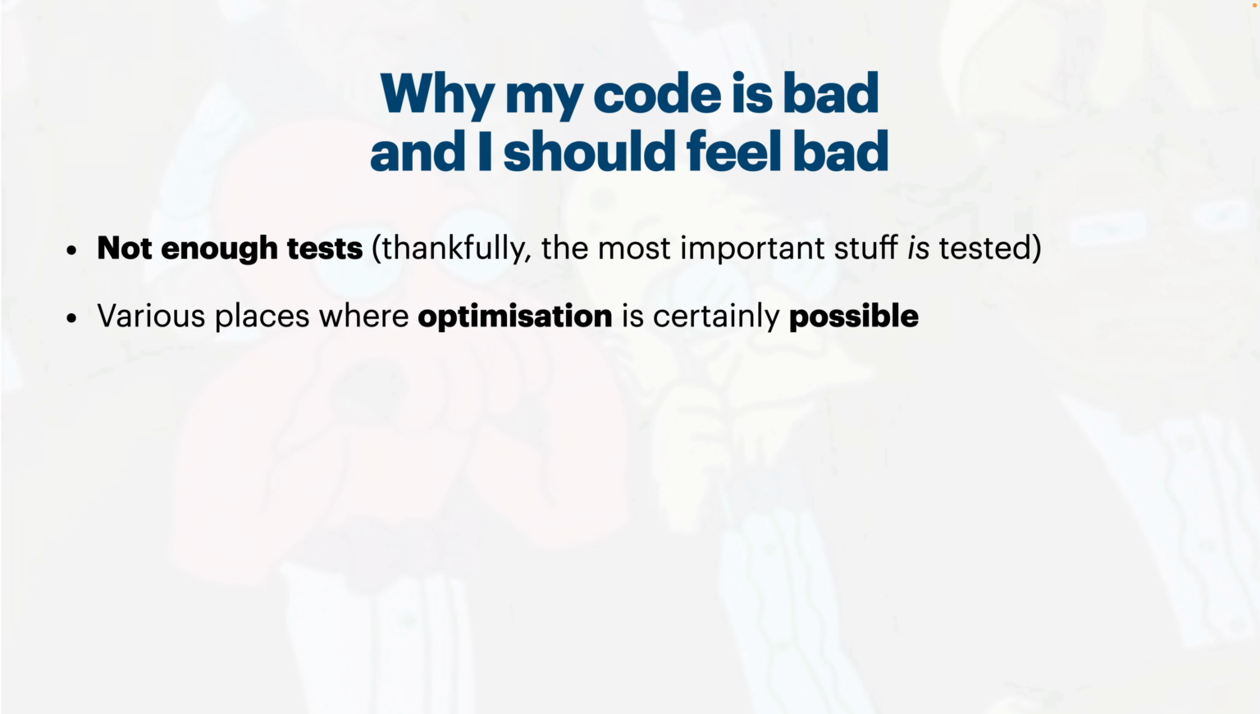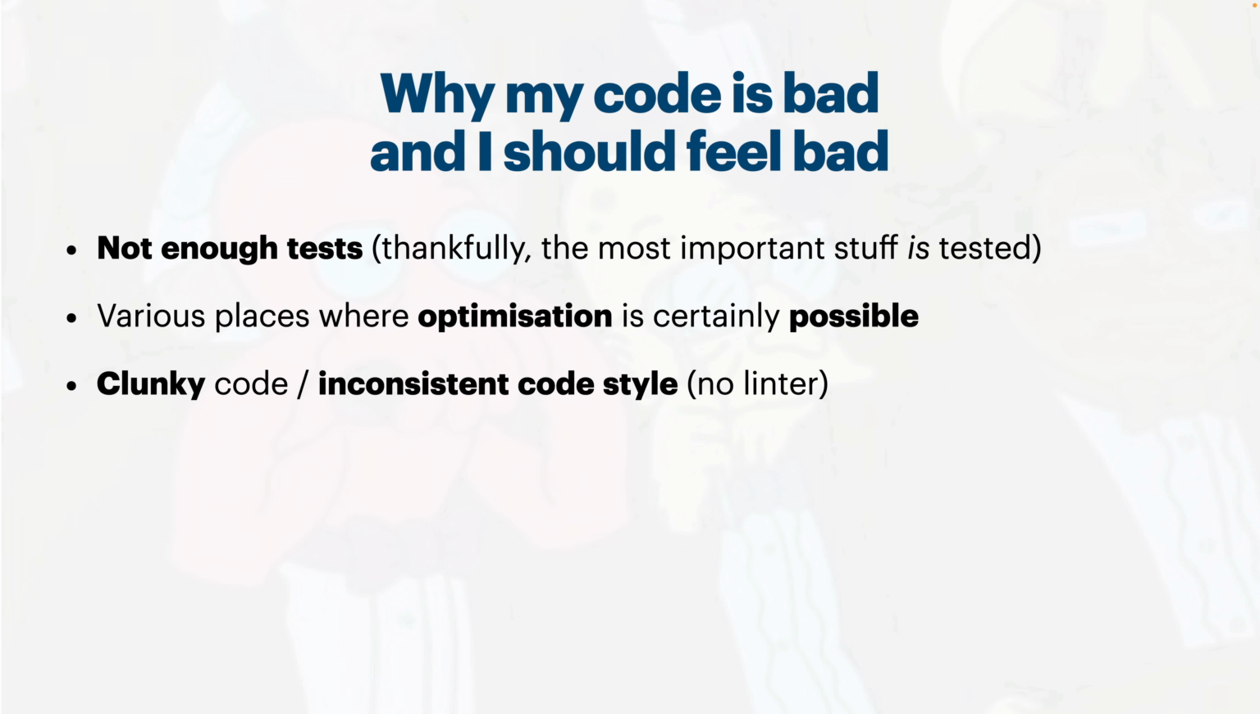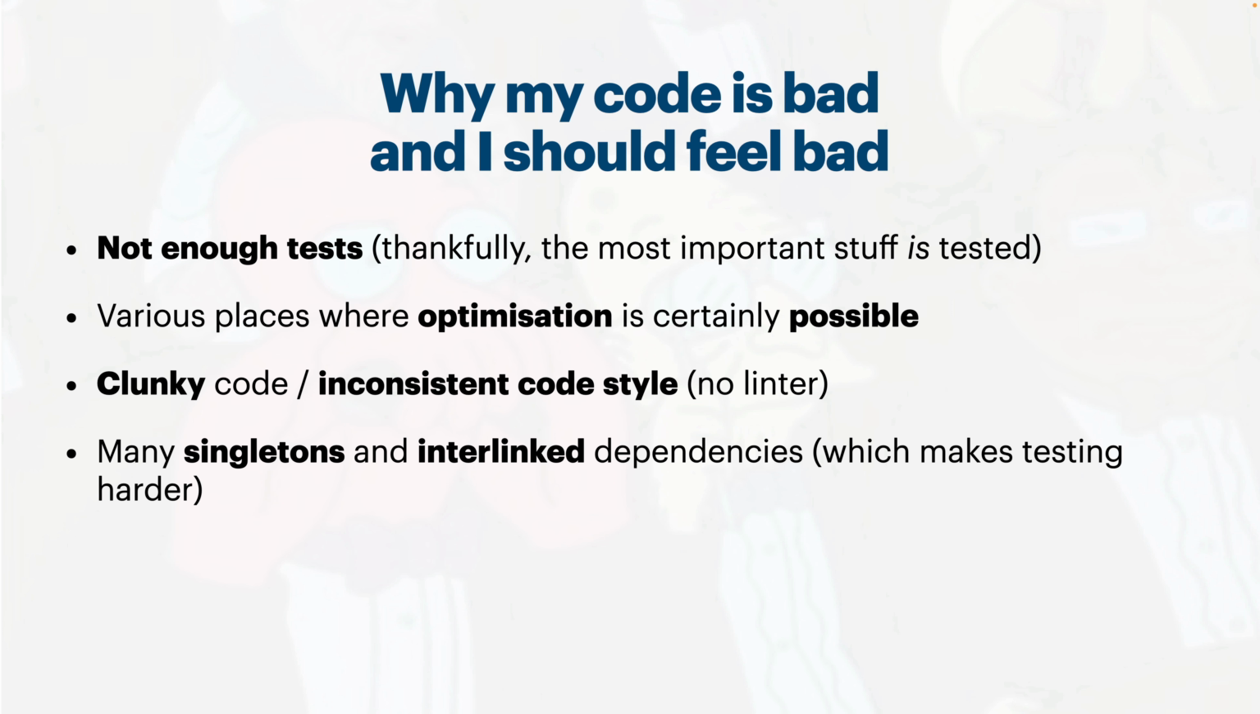Then, the second issue is like, there's some places where optimization is certainly possible. I know that there's a bunch of places where things are running fine, but there is clearly a more optimal code path where less work could be done if certain caching is implemented and stuff like that. So optimization, right? Then there was the clunky code, the inconsistent code style problem. There was no linter in my code. This is a thing that's been remedied, right? At this point, SwiftLint is being used, and I have fixed all of the style issues. But this is the biggest issue.